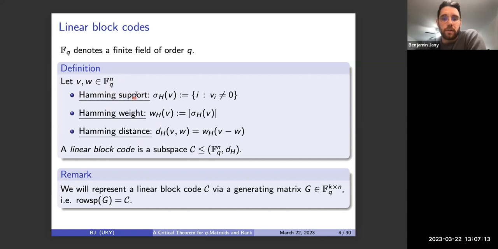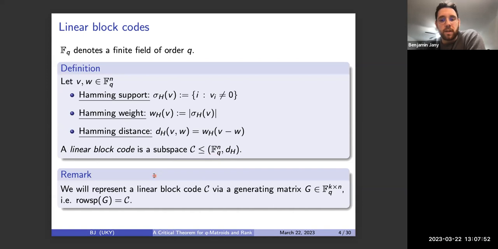So the Hamming support of a vector v consists of the set of indices i such that v_i is different than 0. Now the Hamming weight of a vector will just be the cardinality of the Hamming support. And the Hamming distance between two vectors will just be the Hamming weight of the difference between those vectors. And so this Hamming distance is really a metric. And so we say that a linear block code is a subspace of this metric space under the Hamming metric.